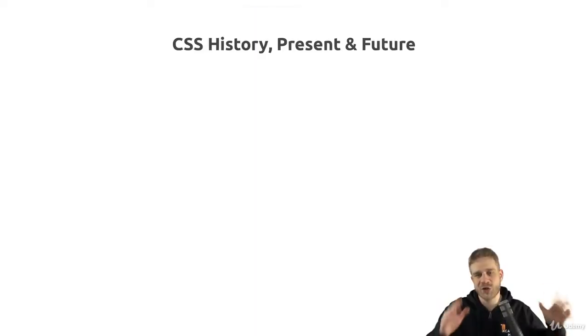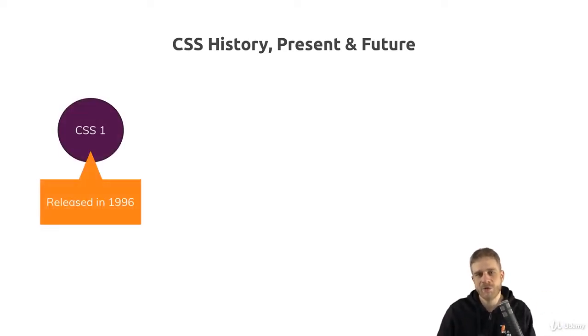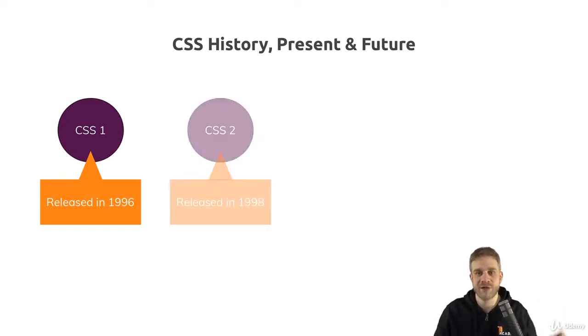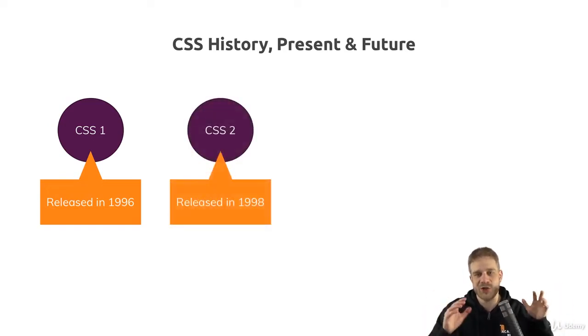So we had a look at what you can do with CSS. Now let's have a brief look at its history. A very brief one, I promise. So CSS was first introduced in 1996. We refer to this as CSS version 1. That was the first time you finally got tools to improve the look of your web page. Now, only 2 years later, we got CSS version 2.